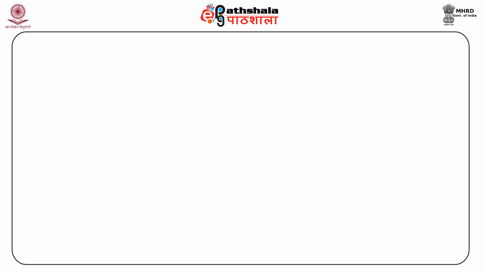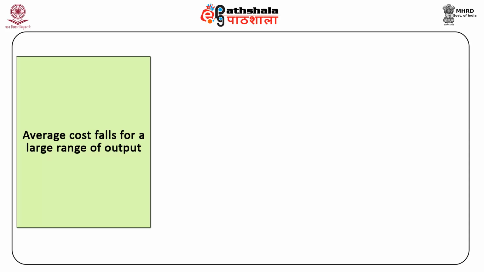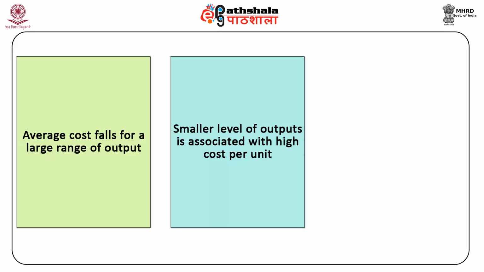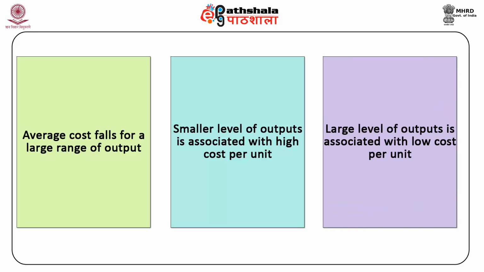The important point to be noted here is that if the average cost falls for a large range of output, then according to average cost pricing, there exists a negative relationship between price and output. This implies that smaller levels of output are associated with high cost per unit, and thus high prices need to be set. On the other hand, large levels of output are associated with low cost per unit, and thus low prices need to be set.